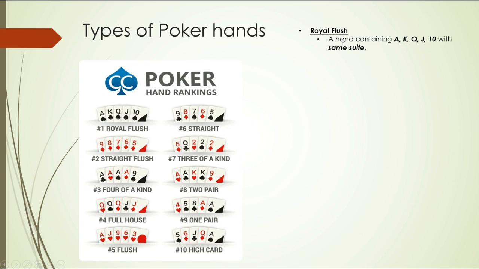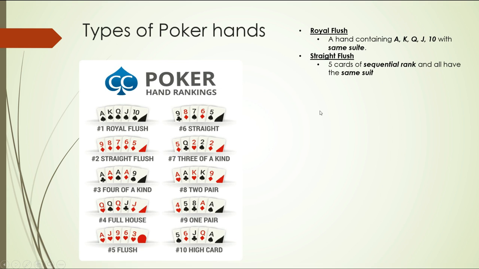Alright, so let's start off from the top. The highest hand in poker is a royal flush. And a royal flush is a hand containing an ace, king, queen, jack, and a 10. And they all have to have the same suit. So as you can see in the example right here, we have an ace, king, queen, jack, 10, and they all have the same suit.